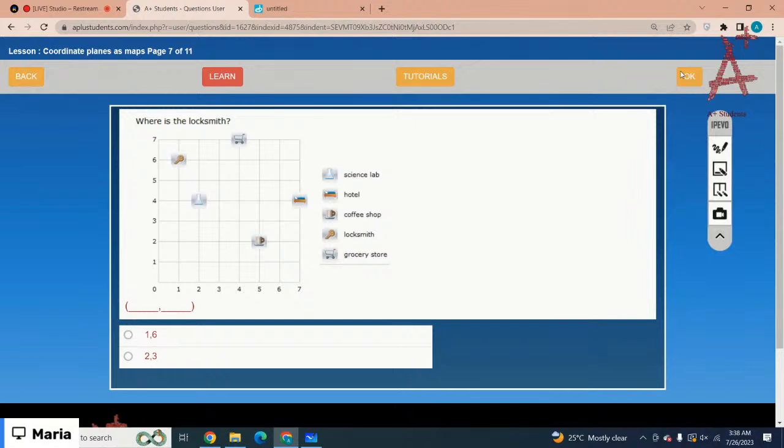Okay. Where is the locksmith? This is the locksmith sign. Just match it to the x-axis 1 and then match it to the y-axis. It will be 1 and 6. That means the locksmith is at 1 and 6, right? The correct option is 1 and 6.